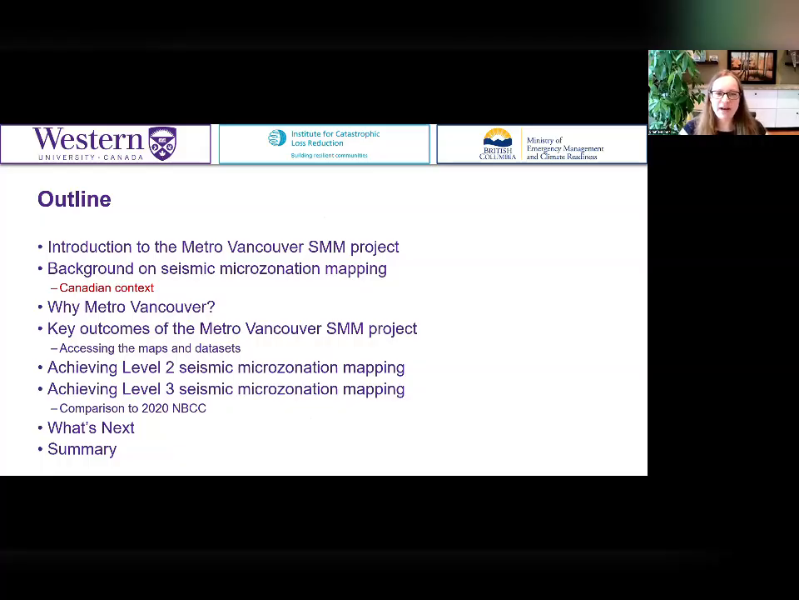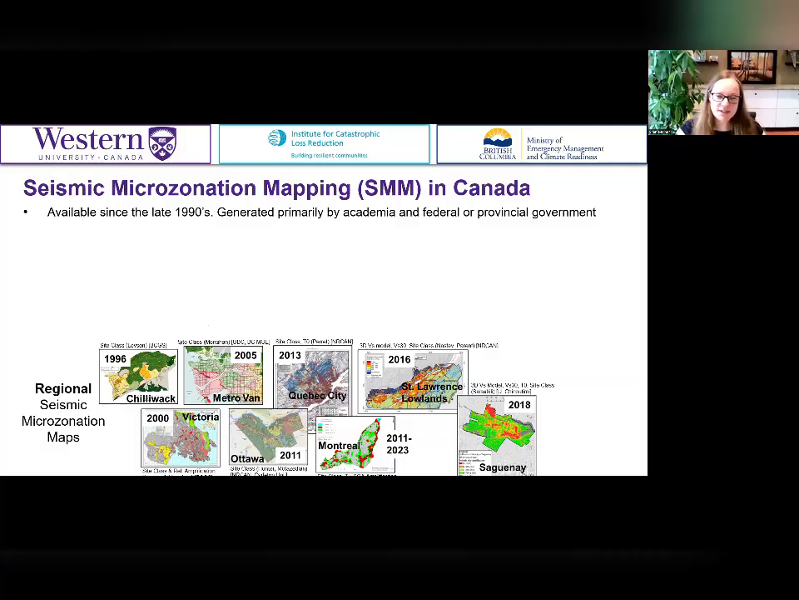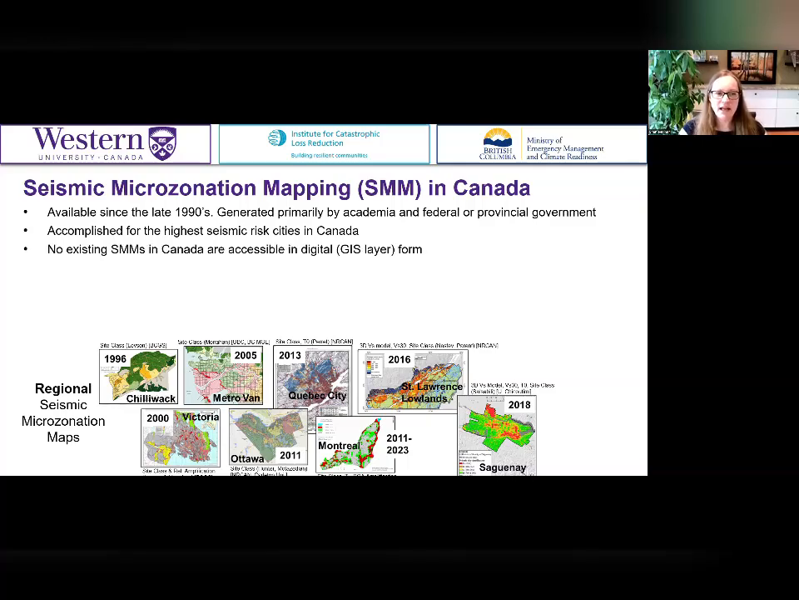One more piece of background information is, let me tell you what it's like in Canada. So our seismic microzonation maps have been available since the late 1990s. Presumably you might have seen one or two over the years. They're available online, usually from collaborations through academia and federal or provincial governments. Of course, there are some paid for by contracts to just engineering firms, and they may or may not be publicly available. Another key piece of information is that they've already been accomplished for the highest seismic risk cities in Canada.